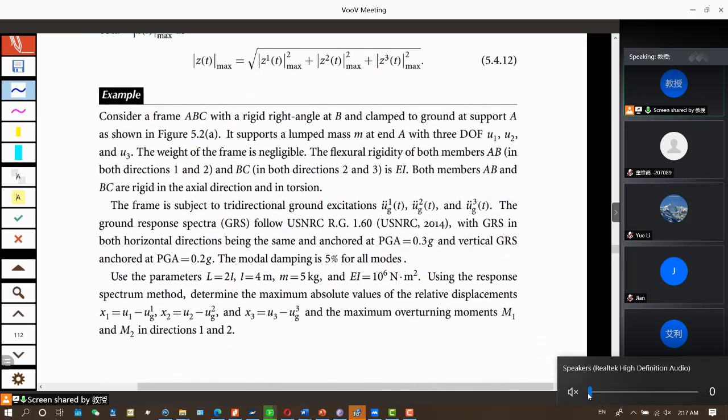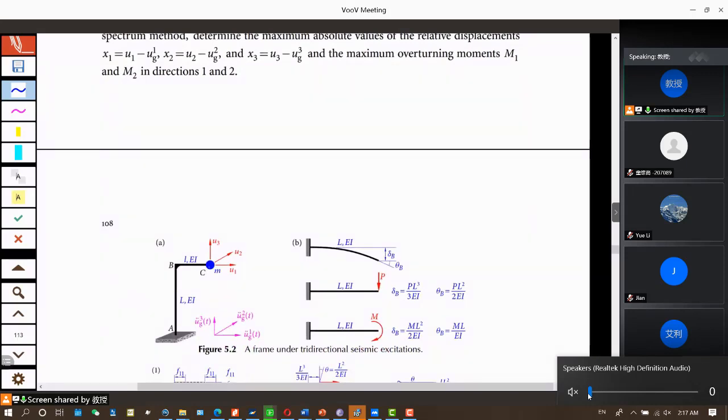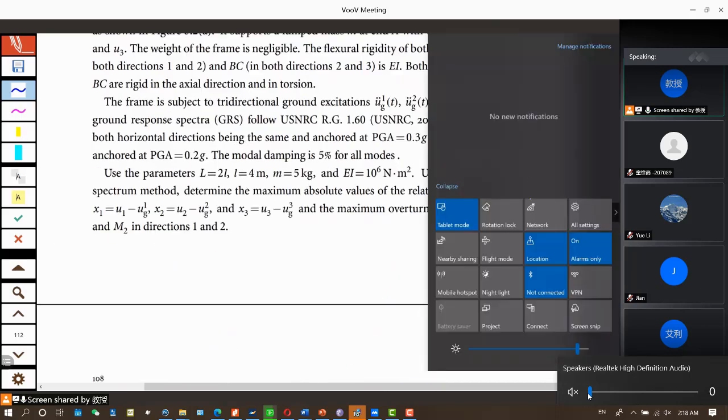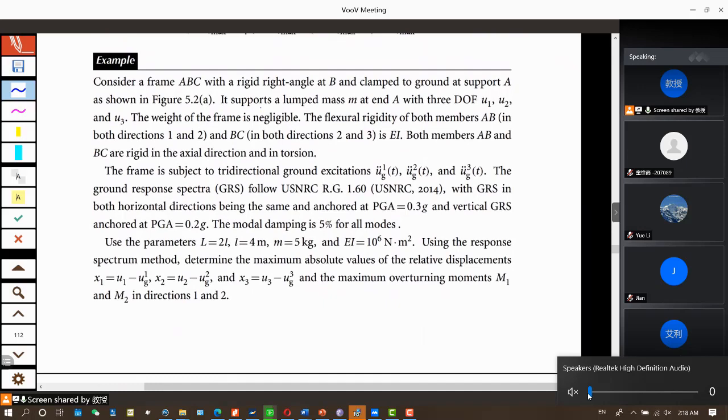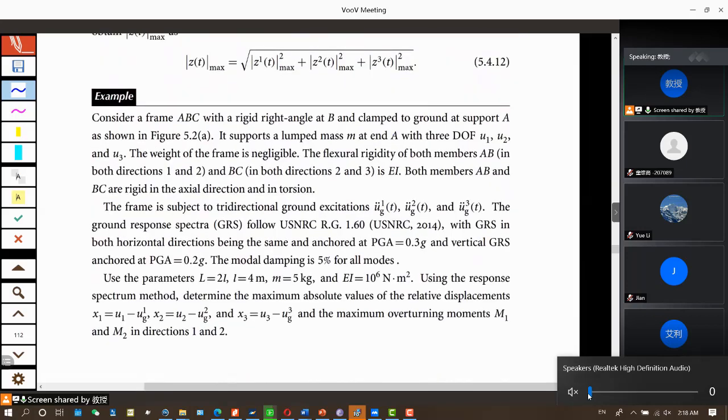Okay, it supports a lumped mass M at end A. No, it's at end C, sorry. Please change this at end C with 3 degrees of freedom, U1, U2, and U3. U1 is horizontal, U2 is also horizontal but perpendicular to U1, and U3 is vertical. So U1 and U3 are in the plane of the paper, and U2 is going out of the paper, perpendicular to the paper.